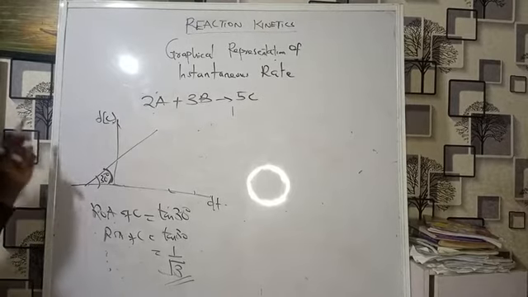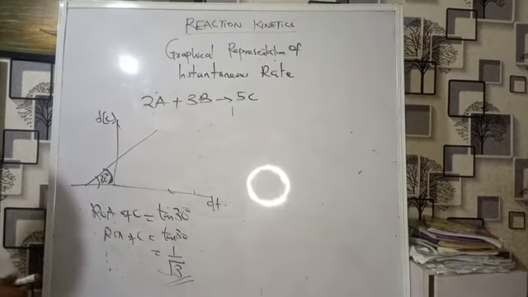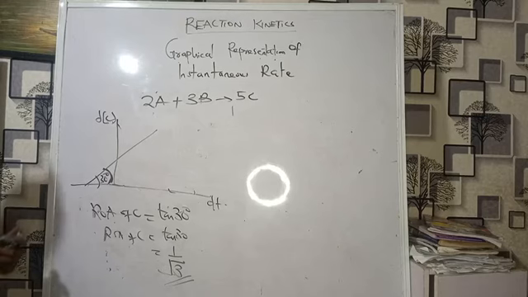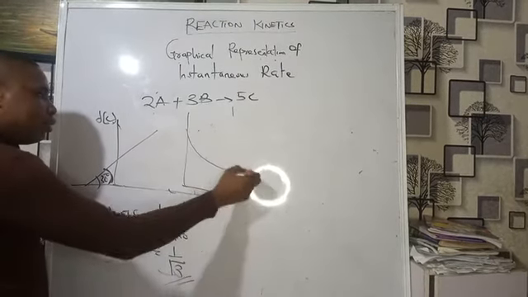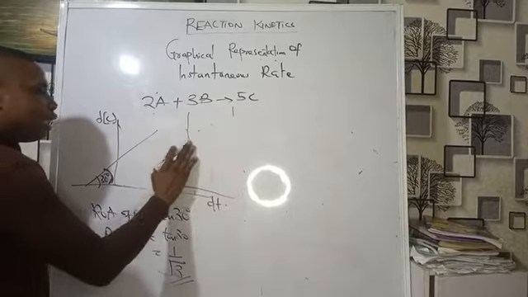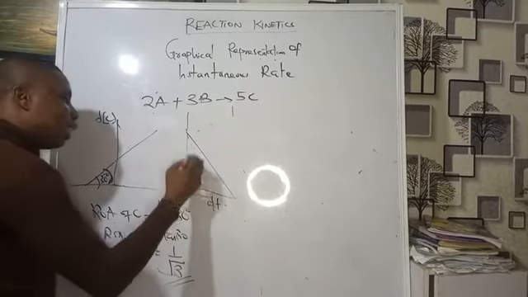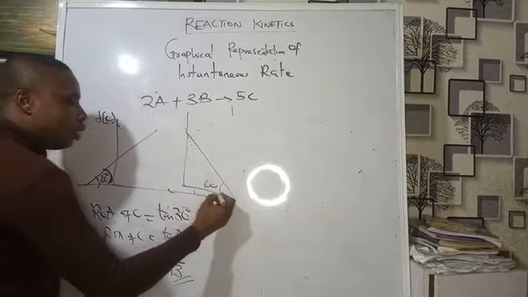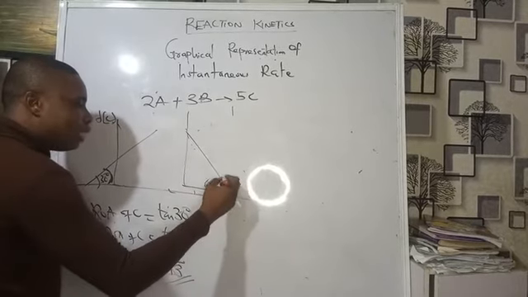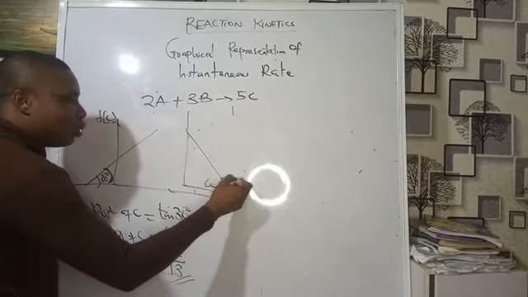For the rate of disappearance of A, the graph is different. But assuming you are given a question like this, and they give you here to be 60, the angle we are talking about is the angle we make with the positive x-axis, and this angle is what?